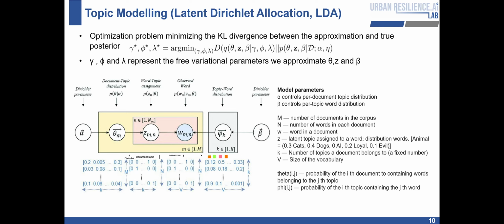M is the number of documents in the corpus, N is the number of words in each document, W is the word in a document, Z is the latent topic assigned to a word, and phi is the distribution of words. Let's say animal could be 0.3 cats, 0.4 dogs, 0 AI, 0.2 loyal, and 0.1 evil. And K is the number of topics a document belongs to, which is a fixed number, and V is the size of vocabulary.